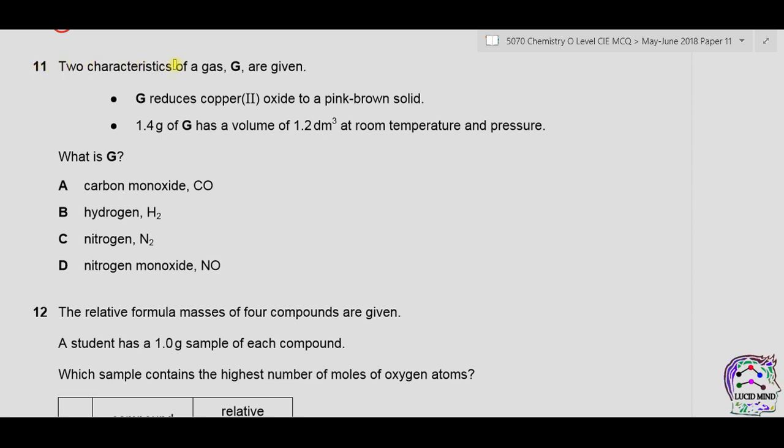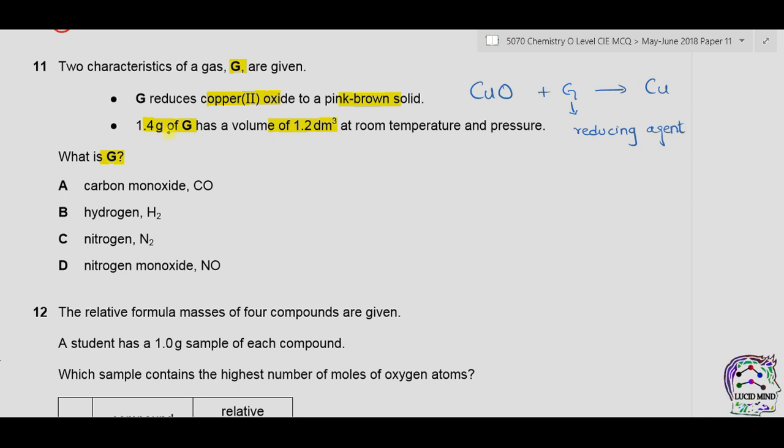Question 11. 2 characteristics of gas G are given. First is that G reduces copper oxide to a pink-brown solid, which is copper. And 1.4 grams of G has a volume of 1.2 decimeter cube at room temperature and pressure. What is G? From the first statement, we can deduce that as copper oxide is converted into copper solid, it means that G is a reducing agent. From the second statement, we can find out the molecular mass of gas G.